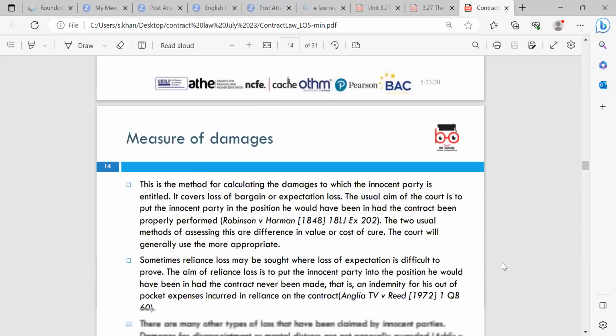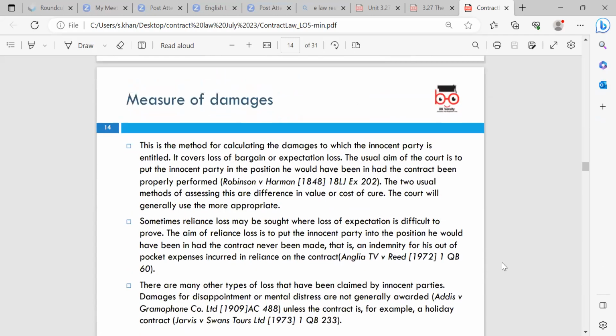Measure of damages. So there's measure of damages. This is the method for calculating the damages to which the innocent party is entitled. It covers loss of bargain or expectation loss. The usual aim of the court is to put the innocent party in the position he would have been in had the contract been properly performed.